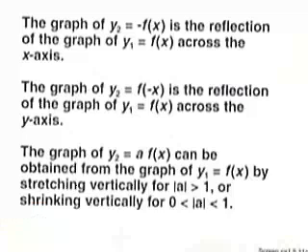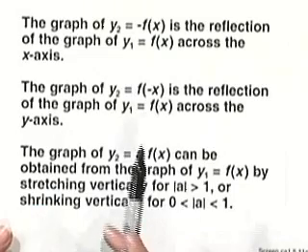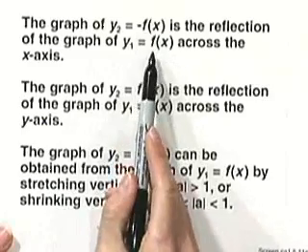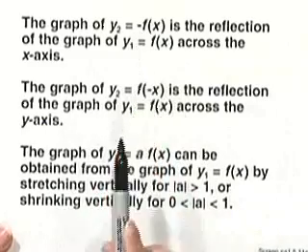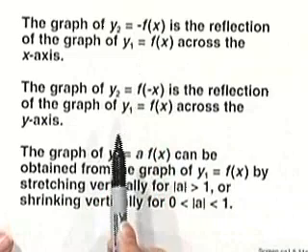The graph of y sub 2 equals the opposite of f of x is a reflection of the graph of y sub 1 equals f of x across the x-axis. So you're basically replacing y with the opposite of y, f of x with the opposite of f of x, and you get a reflection across the x-axis.